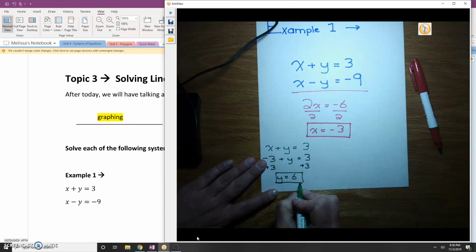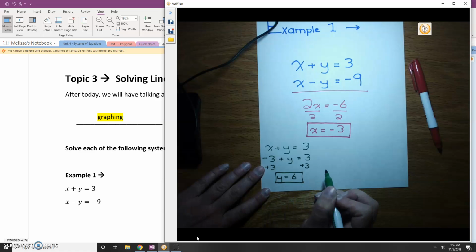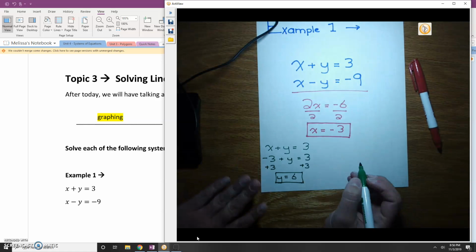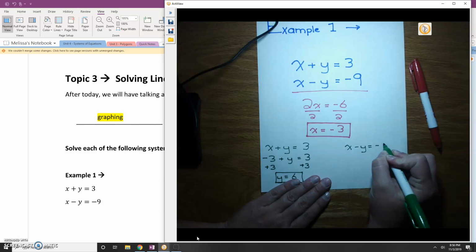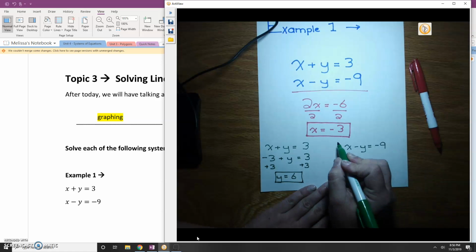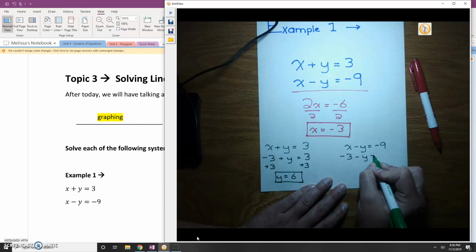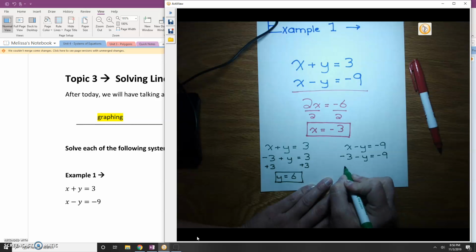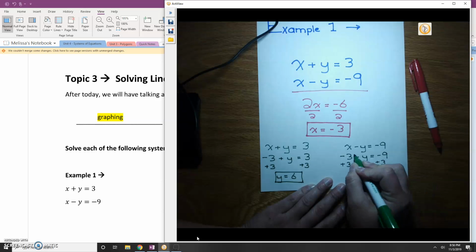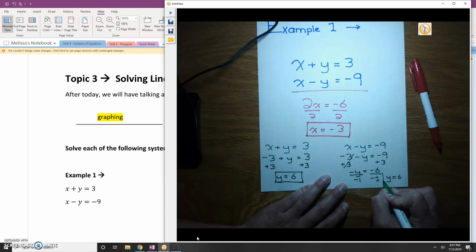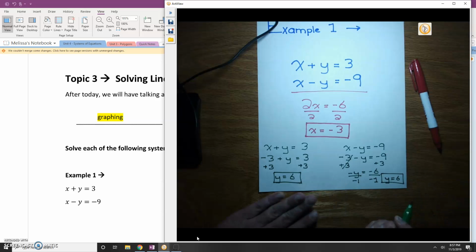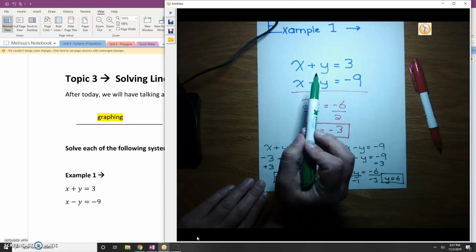Now, some rebels might say, okay, cool, we just solved for y on that one. However, what if I were to have chosen the second equation here? Well, if I would have chosen the second equation here, x minus y equals -9. Well, my new information was that x is equal to -3, so I have -3 minus y equals -9. If I add 3 and add 3, I have -y equals -6. And sure enough, if I divide by -1, we get our same answer. Y equals 6. So once you solve for your first variable, it doesn't really matter which equation you use.